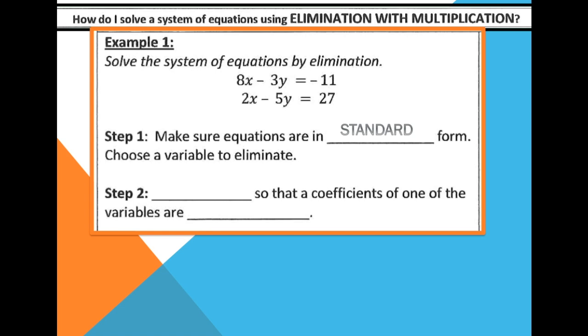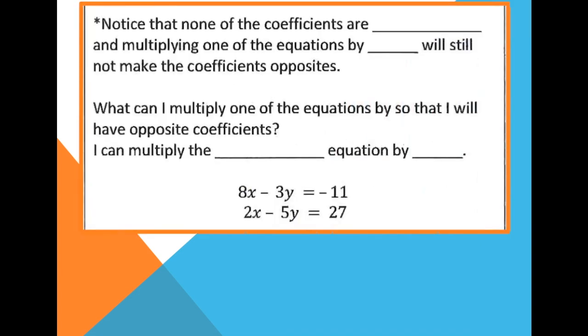Step 2: multiply so that the coefficients of one of the variables are opposite. Just take a look at the example problem. You can see that none of the coefficients are opposite, and multiplying one of the equations by -1 will still not make the coefficients opposite. So what can we do at this point?